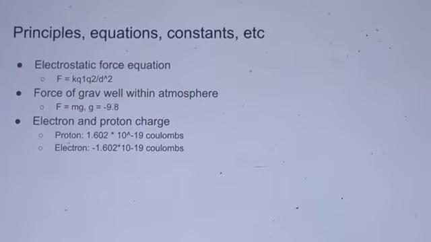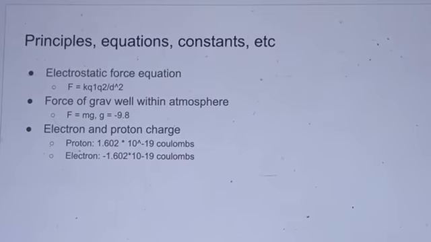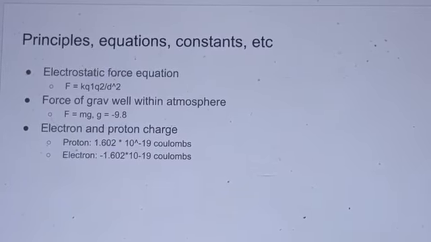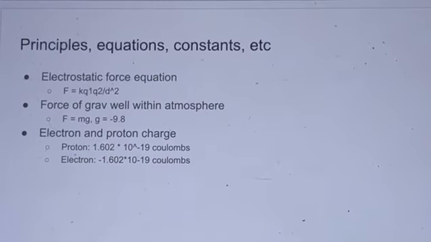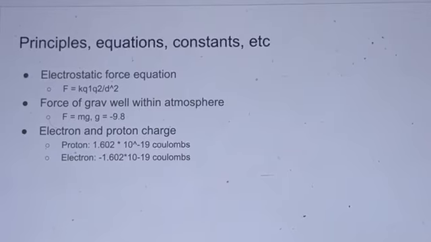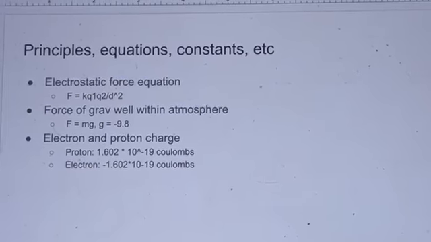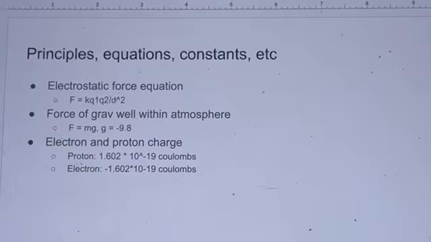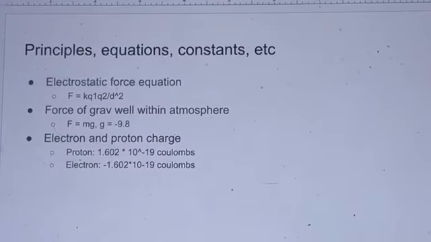A few principles are the electrostatic force equation, which is that force equals kq1 q2 divided by distance squared, distance being, of course, the distance between the two charges, and the force of gravity when well within the atmosphere, which is force equals mg, and g equals negative 9.8. Then electron and proton charge, which is that proton is 1.602 times 10 to the negative 19 coulombs, and the electron is the same, but negative, so negative 1.602 times 10 to the negative 16 coulombs.